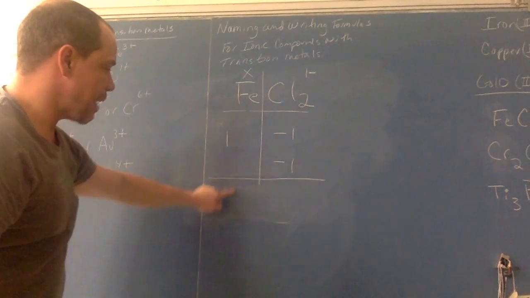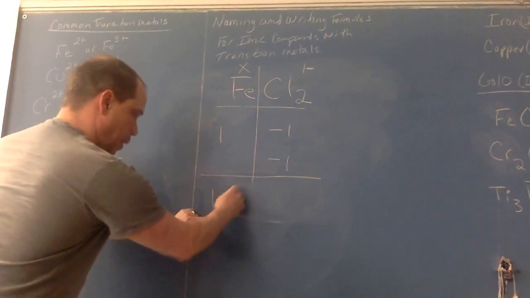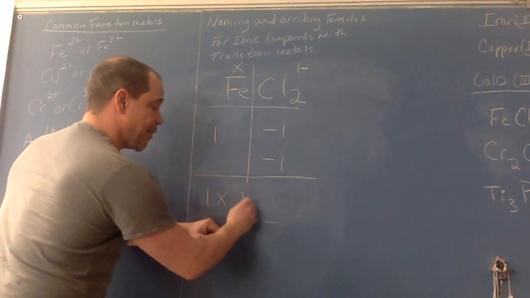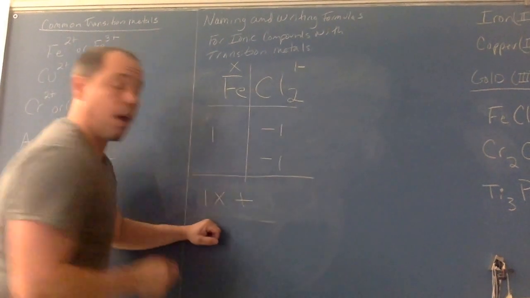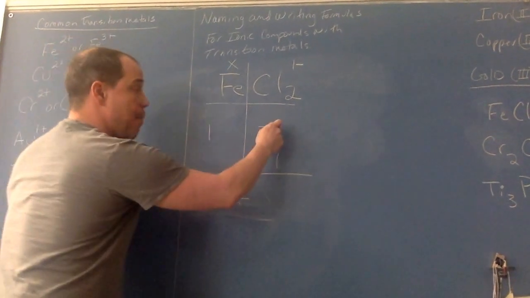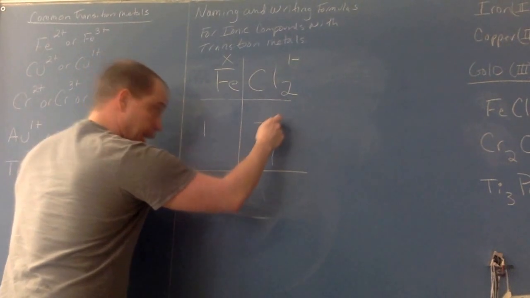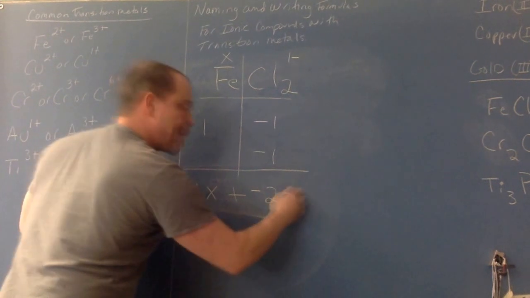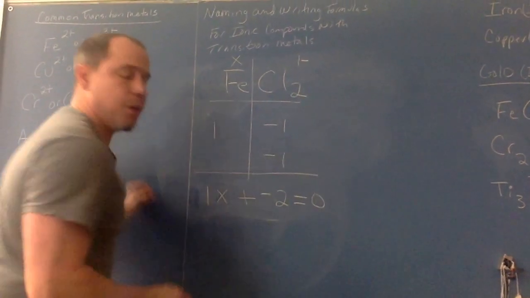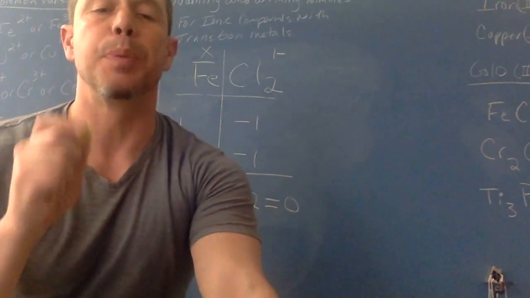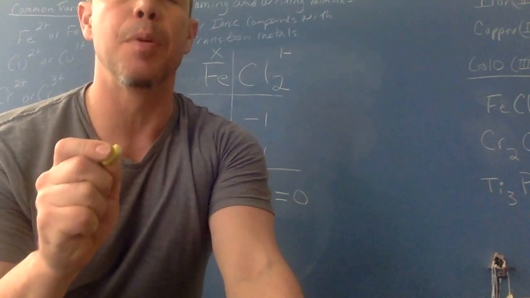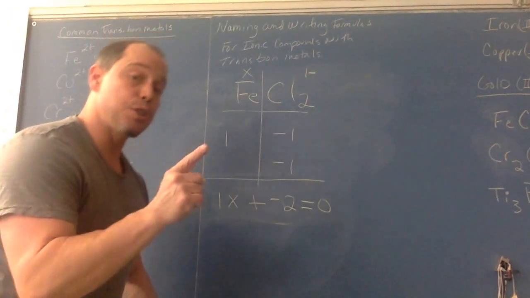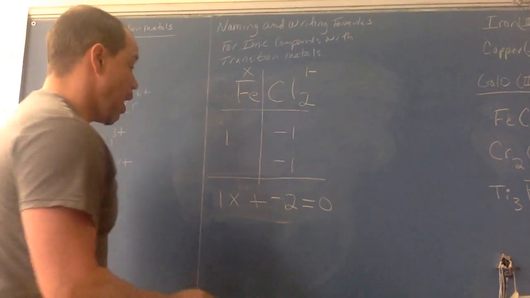I'm going to bring that X down and put it right next to the 1. We're solving for that unknown charge for the iron. I'm going to put a plus sign. Then I'm going to add up my 2 anions. -1 plus -1 is -2. And I'm going to set that equal to 0. The reason why I set it equal to 0 is because all balanced chemical formulas have an overall charge of 0. Now I'm going to solve for X.